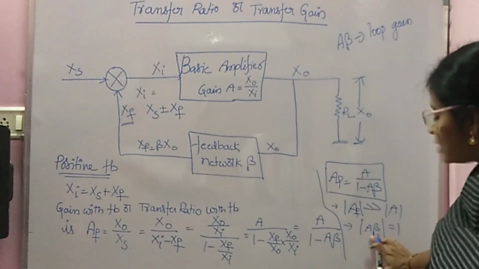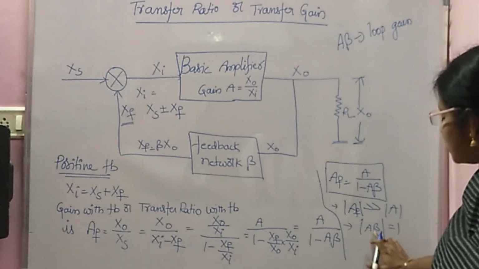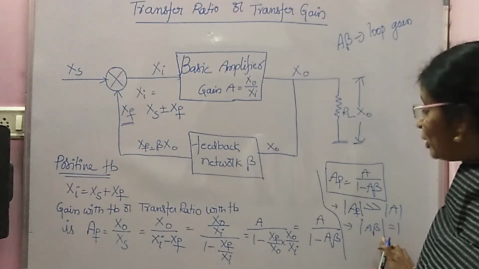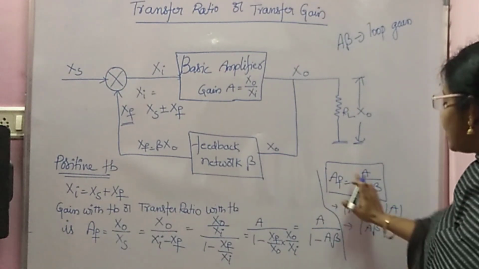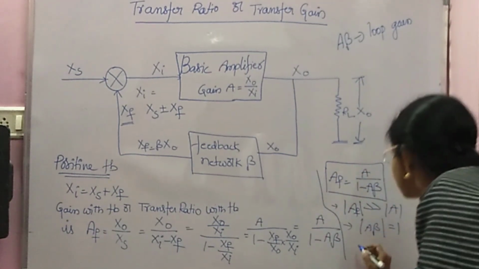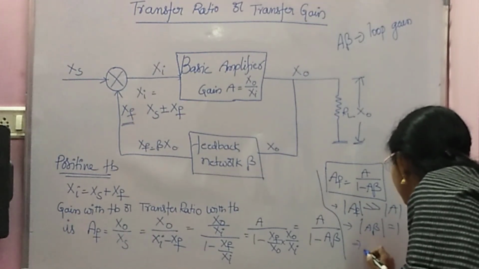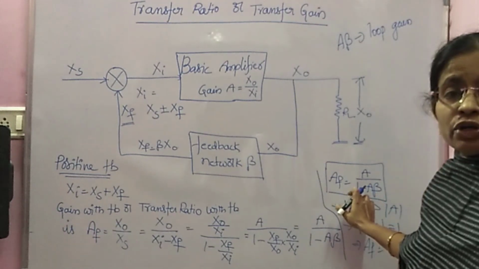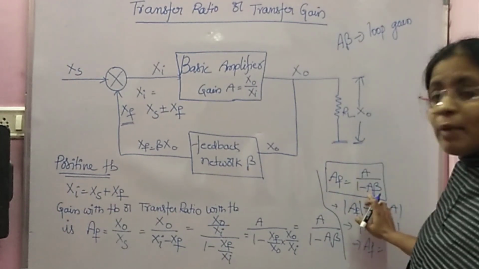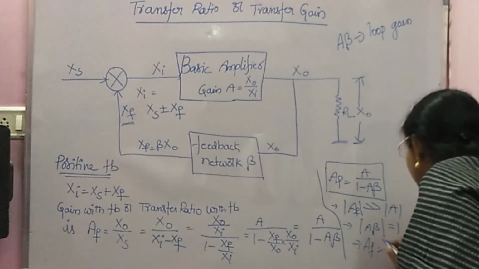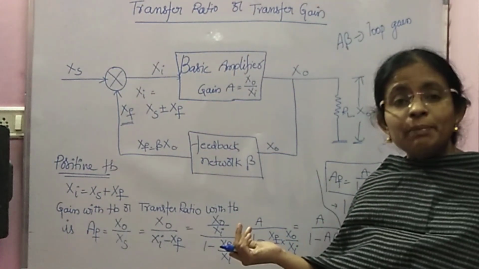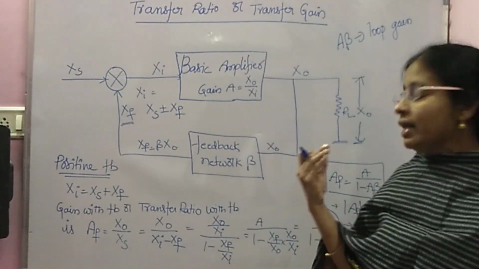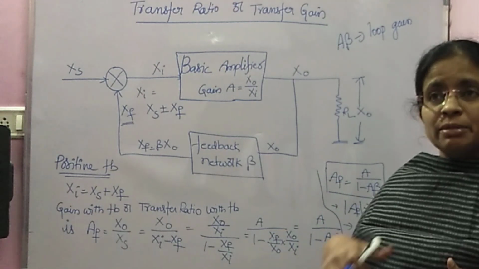So if loop gain is 1, what will happen? If you substitute mod A beta equal to 1 in this expression, AF becomes A by 1 minus 1 in the denominator, so you are going to get 0. A by 0 is nothing but infinite. Gain with feedback is infinite, which means the amplifier goes into an unstable state.